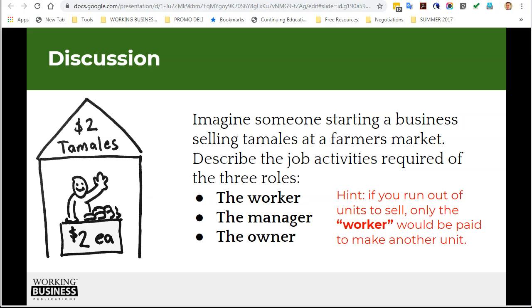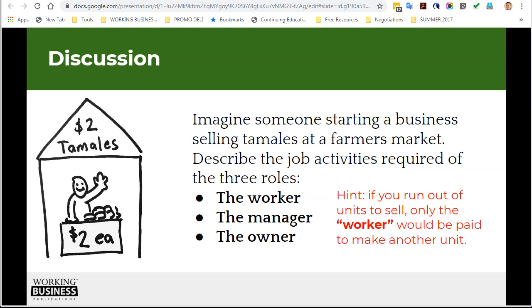So the manager could sit there and they could sell 0 tamales during the day. They could sell 1,000 tamales a day. But if you ran out of tamales, who is going to be the one to make that additional tamale? And that would be the worker. Okay, so the manager is not really dependent on how many they sell within some realistic time frame.